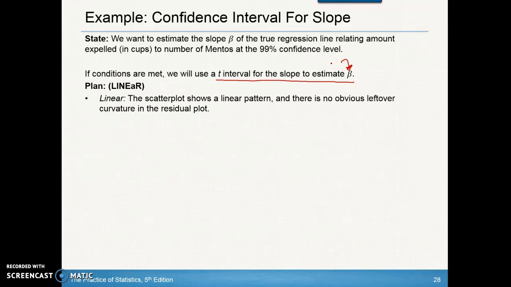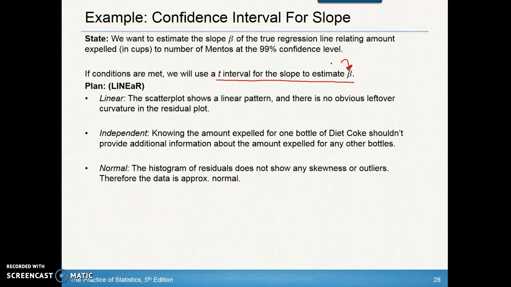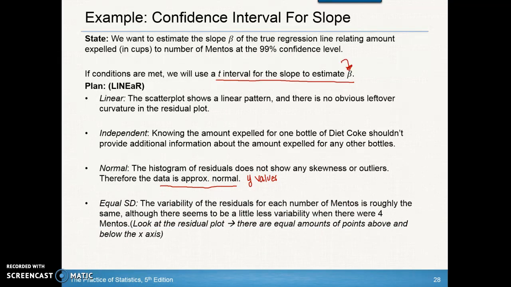What are our conditions? So first is linear. The scatter plot was a linear pattern. There's no obvious outliers or curvatures in the residual plot. What's your independence condition? So the independence condition here is knowing that the amount expelled for one bottle of Diet Coke shouldn't provide us any information about the amount of carbon dioxide expelled for any other bottles. The normal condition, the histogram of the residuals show that there's no skewness or outliers, therefore the data is approximately normal. So that, remember, that's showing that your y values, okay, are approximately normally distributed for every x value.